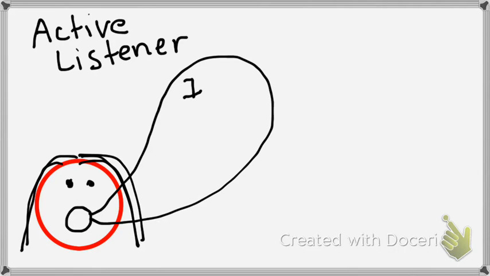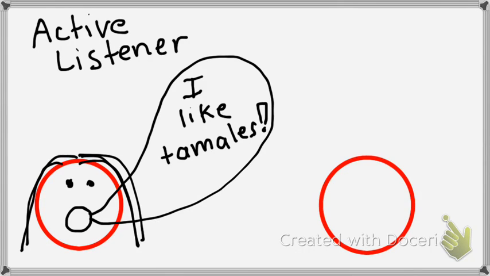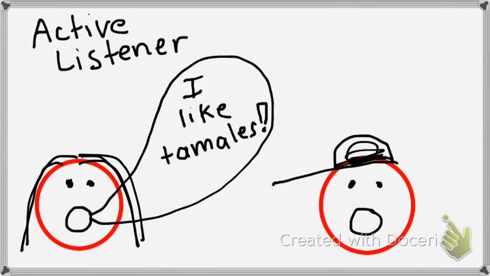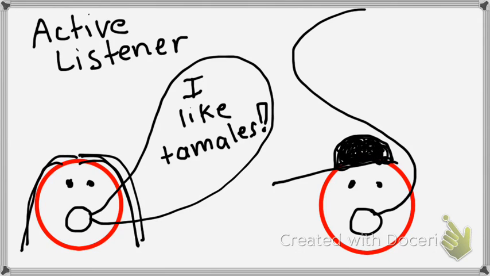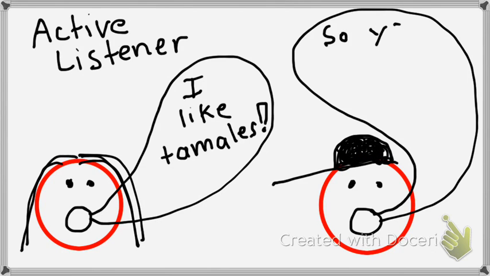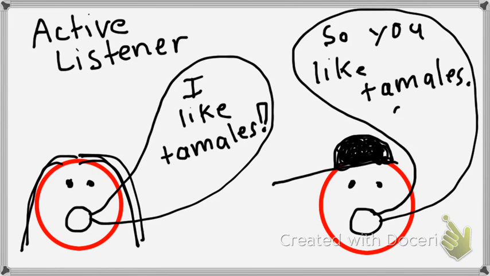So here we have two people, one of them a girl, and one of them a boy. And they're having a conversation. The girl says, I like tamales. And the boy says, so, you like tamales. Cool. And he is showing that he is listening to her by responding to her statement. Now, the ball is back in her court.